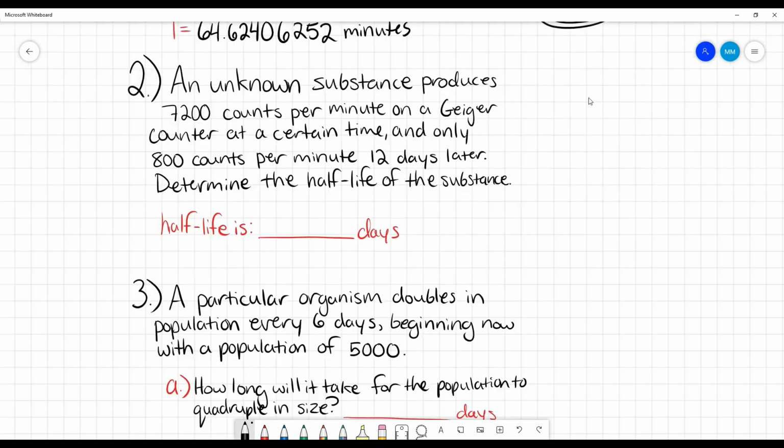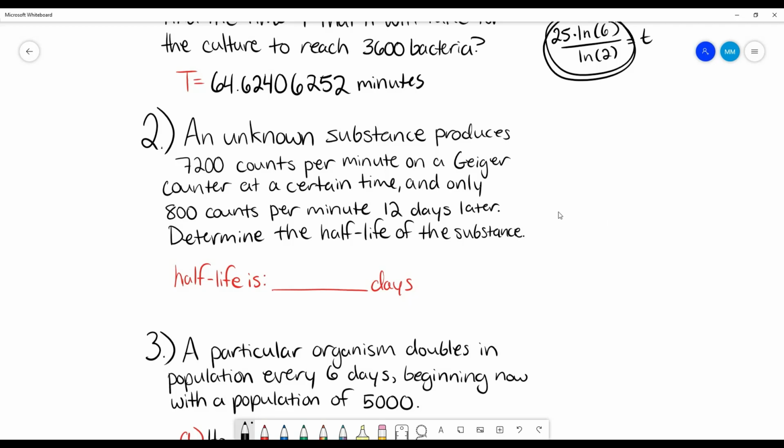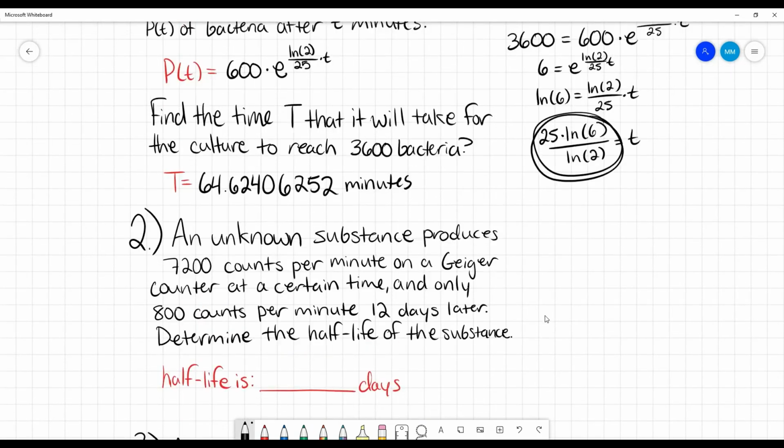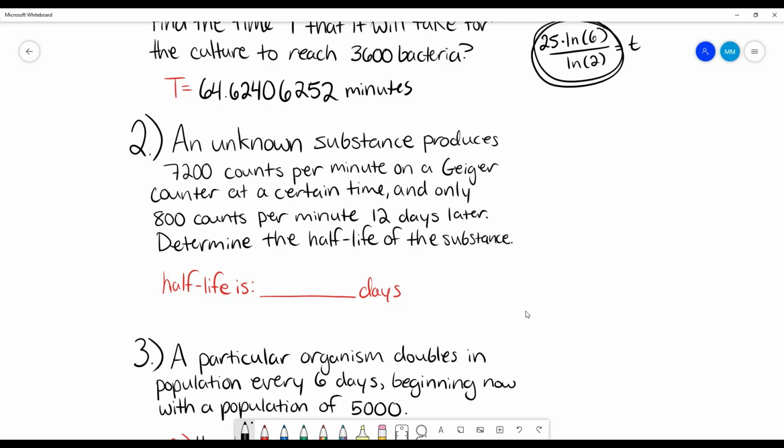Our next question is a similar one, but I suppose not too similar. These are all a little different, but they all rely on that same formula. So it says an unknown substance produces 7,200 counts per minute on a Geiger counter at a certain time, and only 800 counts per minute 12 days later. Determine the half-life of the substance.